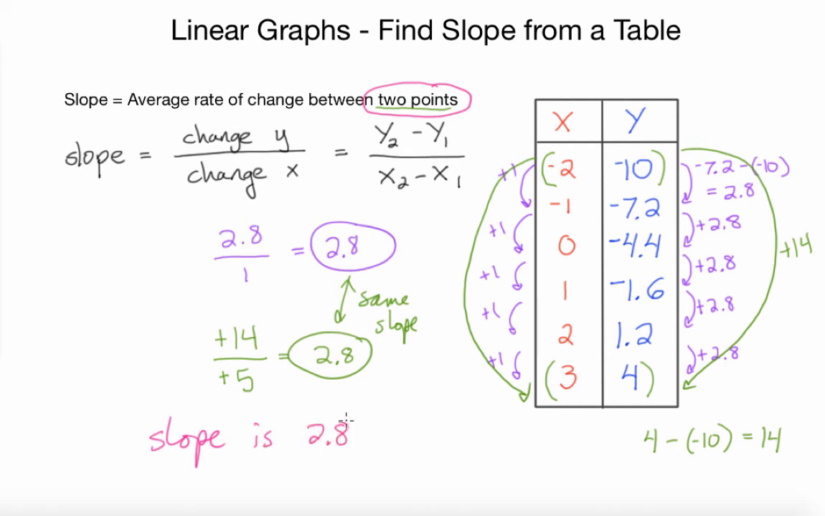That's how much change is happening in y for every change of 1 for x. Hopefully that's helpful for you in thinking about slope and finding the slope from a table of values.